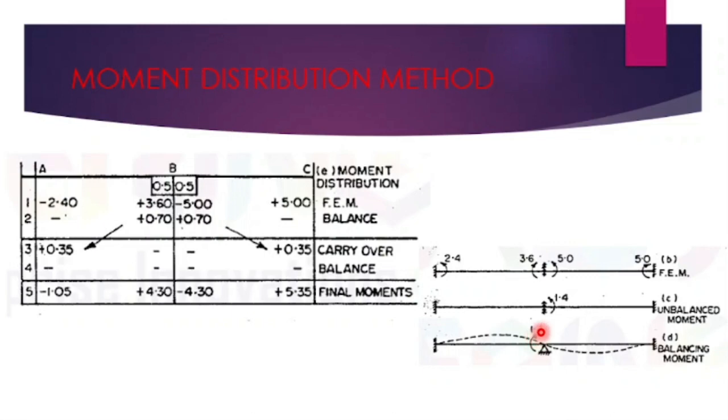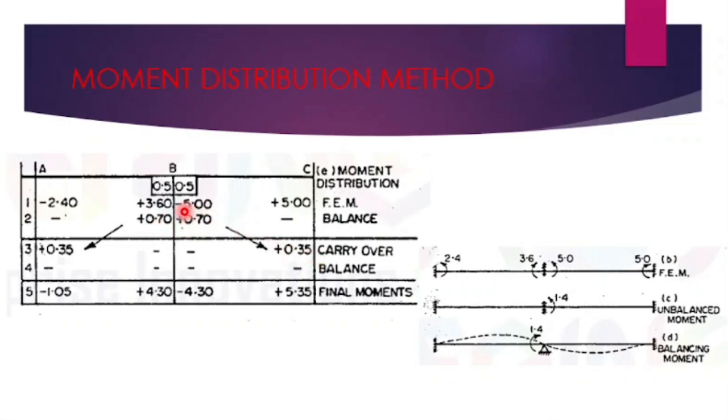Okay. Now you have a balancing moment of 1.4. How will you distribute? The same distribution factor, that is 0.5. You multiply 1.4 into 0.5, you get 0.7, and 1.4 into 0.5 will be 0.7. The joint is balanced. So at each and every step you have to do this. If the sum of moments is not equal to 0, you add that, balance it, and then distribute. After distribution, the next step is carryover.